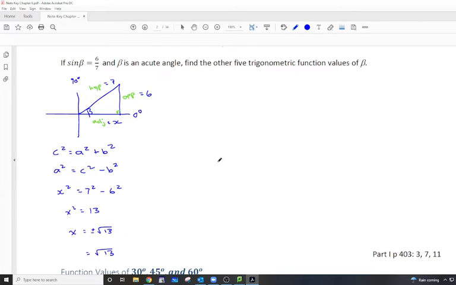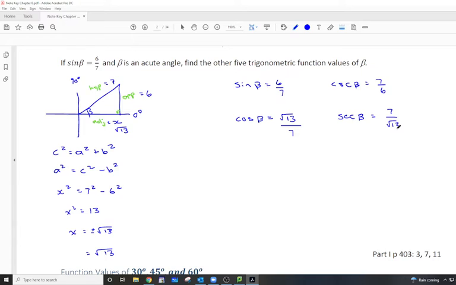Now we want to find the 5 trigonometric values of beta. So we already know that sine beta is equal to 6 over 7, which means we also know that cosecant beta is 7 over 6. What we now need to find out is the other 4. So let's start with cos beta. Cos beta is equal to the adjacent, which we just found was root 13. Let's write that on our triangle, root 13. Okay, adjacent over hypotenuse, which is 7. The secant of beta is the reciprocal, or hypotenuse over adjacent, so 7 over root 13.